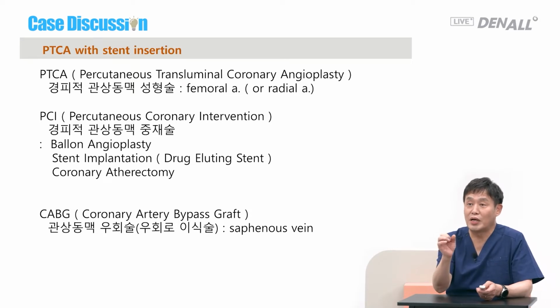Catheter is inserted to the coronary artery to expand it using a balloon or stent. And if you insert a stent, PTCA with stent insertion is the correct term. PTCA, percutaneous transluminal coronary angioplasty, usually that is performed going through the femoral artery. Radial or ulnar artery can be used as well to go to the heart.